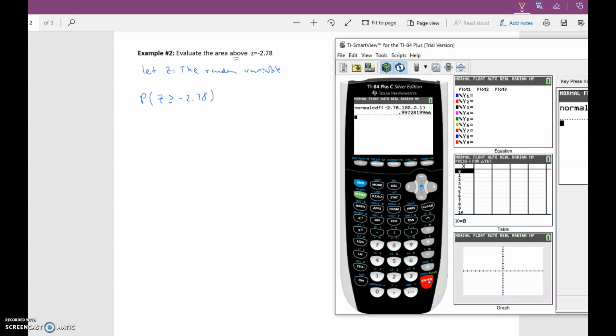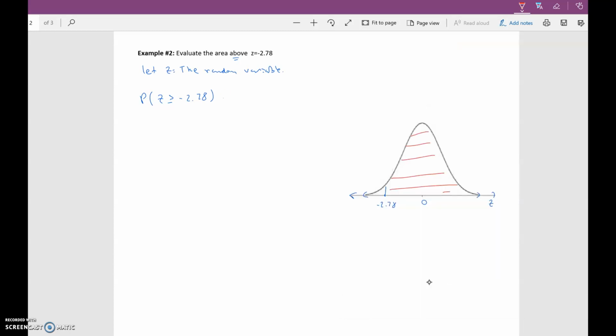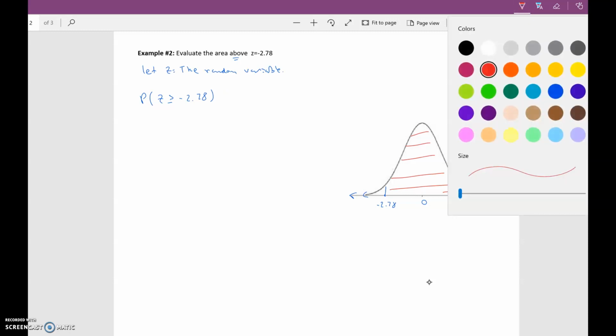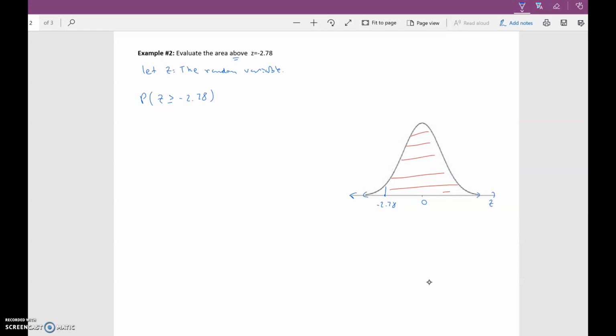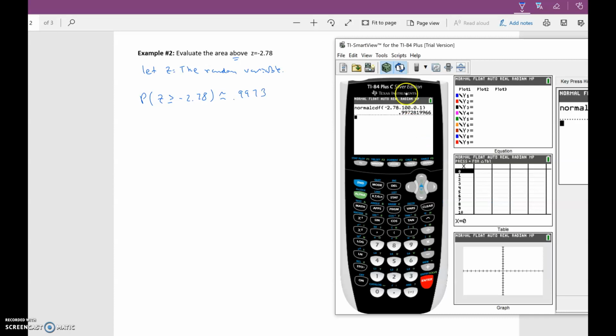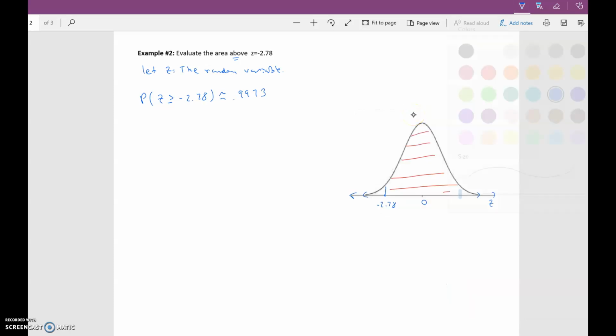And in this case, I'm getting 9973. So this is approximately, using the calculator, approximately 0.9973. And let me double check. 9973. I'm running to 4 decimal places. Most of the problems when we're using technology, they're going to want you to run to 4 decimal places.